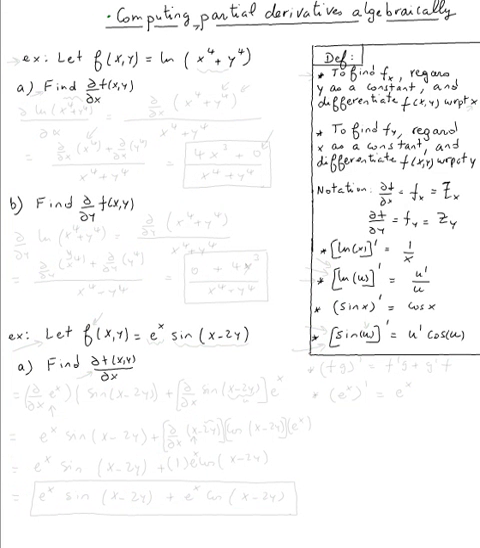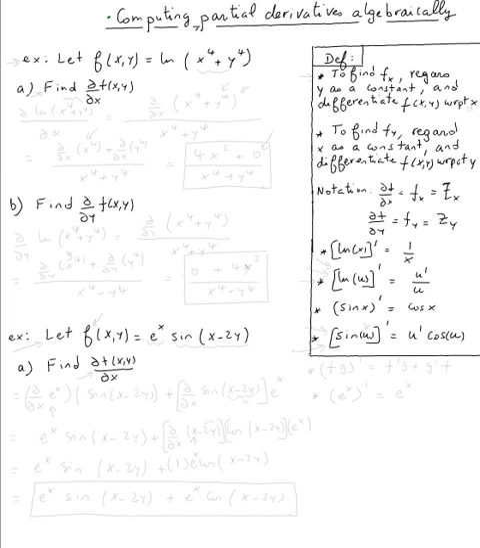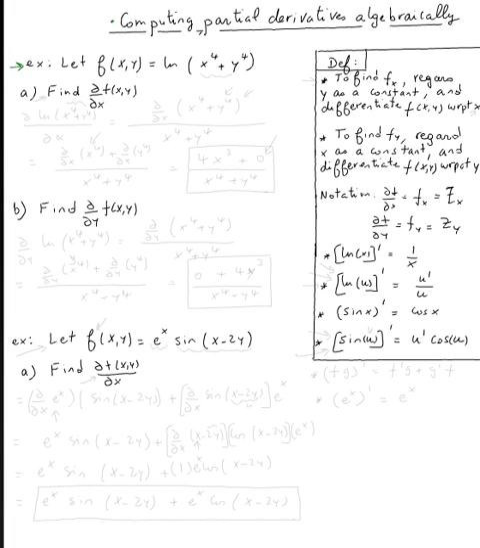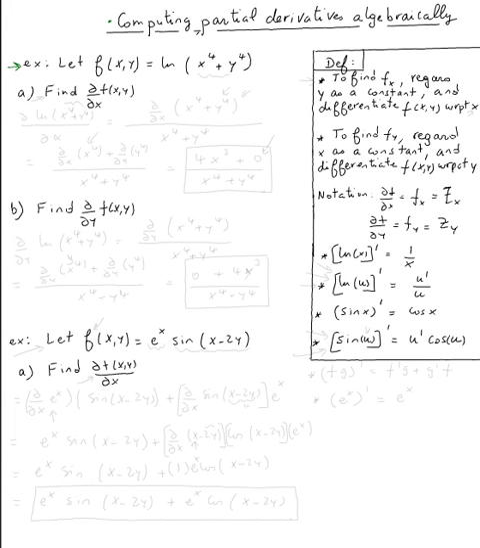The topic is computing partial derivatives algebraically. So let's do the first example. Let f of x, y equal ln of x to the fourth plus y to the fourth. And let's find the partial derivative with respect to x.